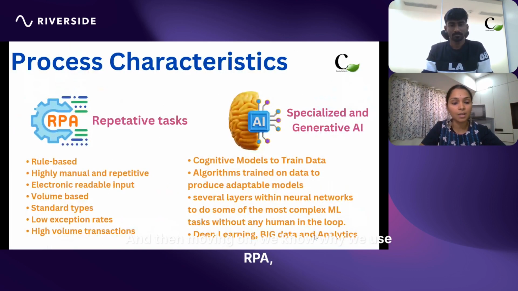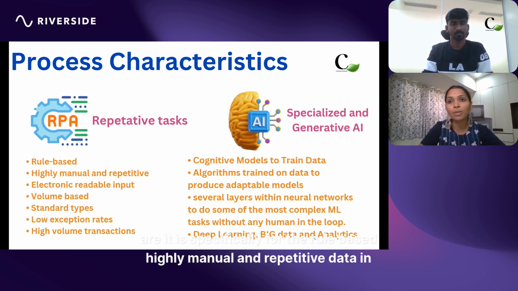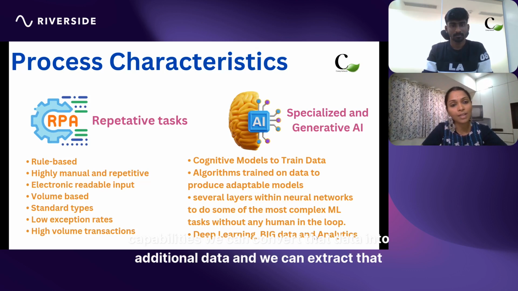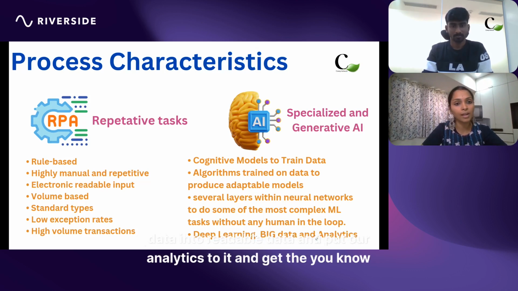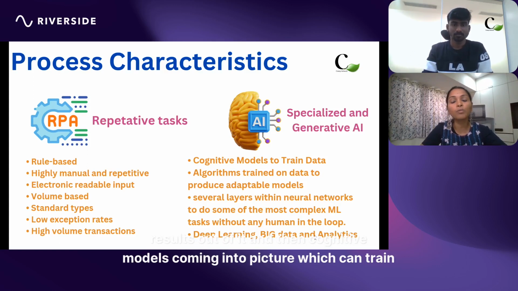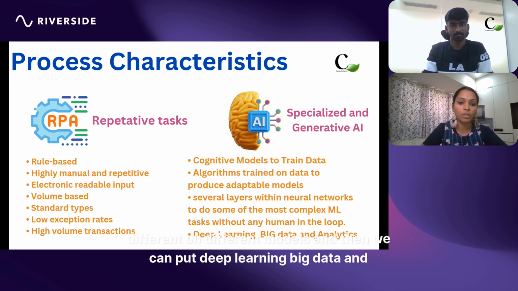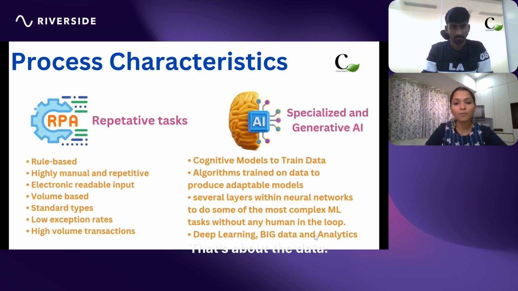Then, we know why we use RPA. The basic process characteristics are that it is specifically for rule-based, highly manual and repetitive work with data that is electronically readable. Even if it is not, using OCR capabilities we can convert that data into digital data, extract it into readable data, put our analytics on it and get the results. Then cognitive models come into the picture, which can train on the entire data set with different algorithms, and then we can apply deep learning, big data, and analytics capabilities. That's about the data. It is all about data.